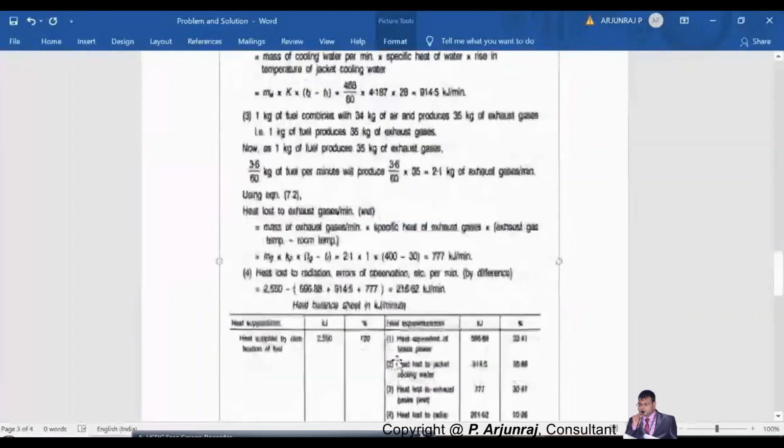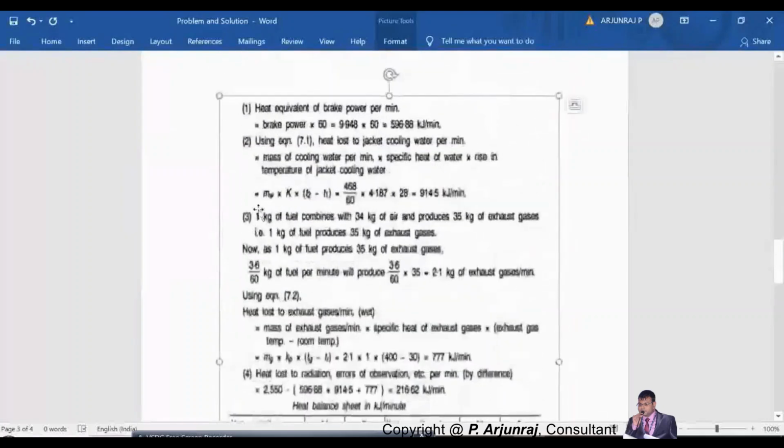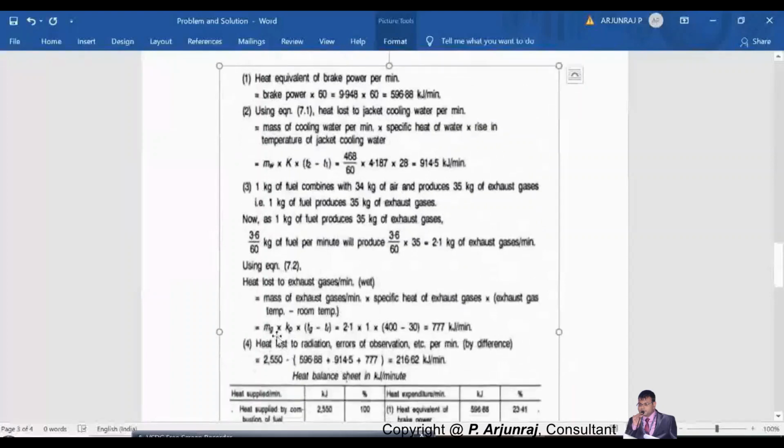Well, let us see what is the heat loss to the exhaust gas. So the heat loss to the exhaust gas is nothing but the mass flow rate of the gas into the specific heat of gas. Previously we have seen the specific heat of water. So here it is the specific heat of exhaust gas. And then into the temperature difference. Last time they gave the temperature as 28 degrees. So here we have to find out the temperature difference.